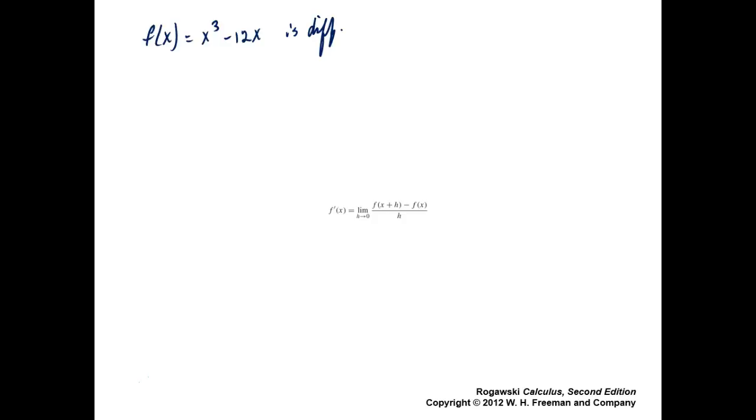It could be any value, but number one, this thing has to be continuous. Guess what? That's a polynomial function. Polynomial functions are continuous everywhere. So there's one issue.